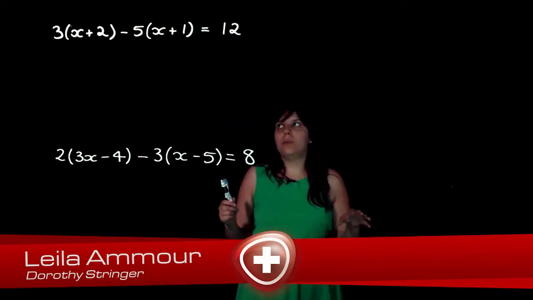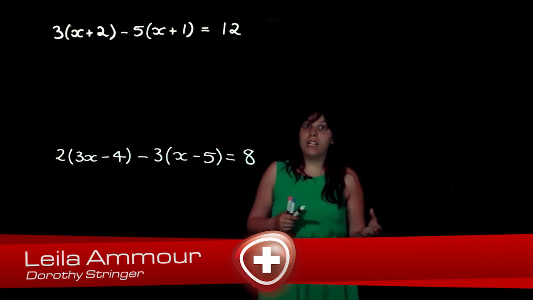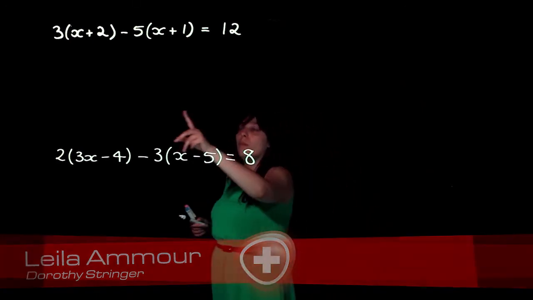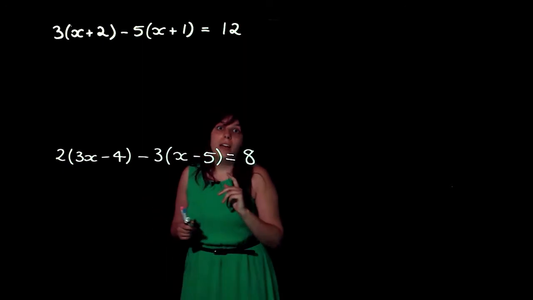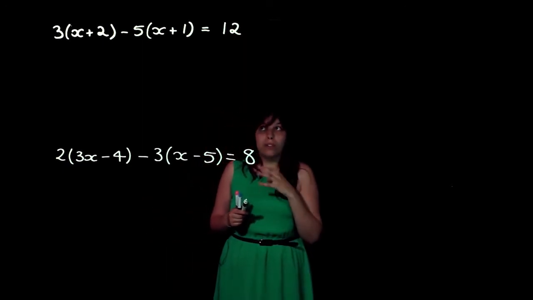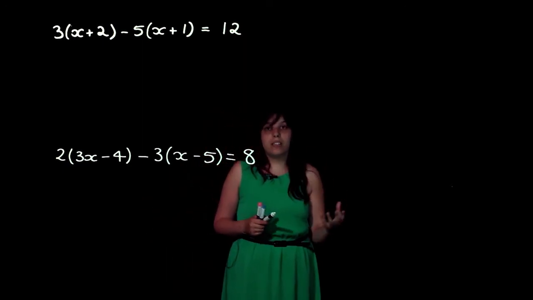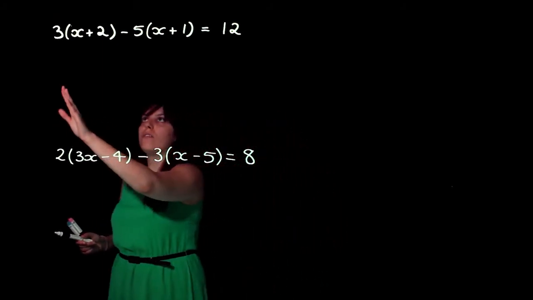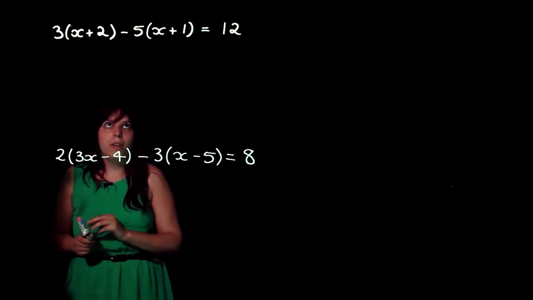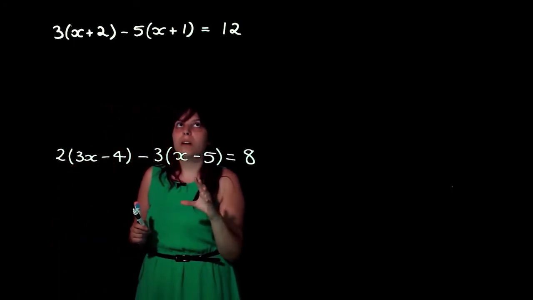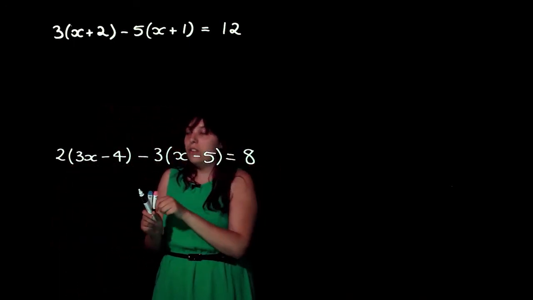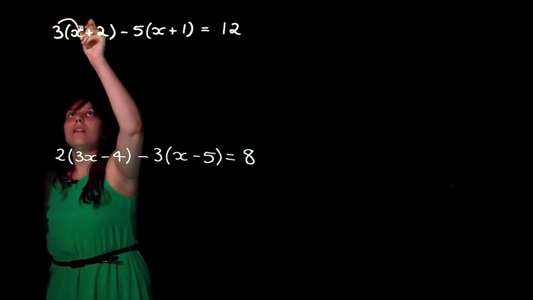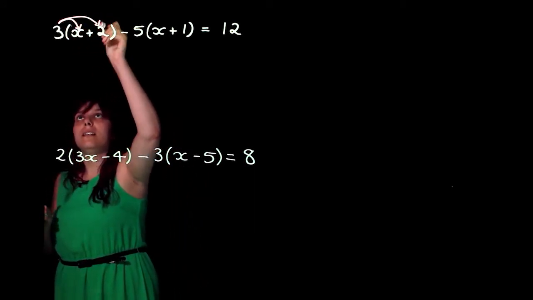So in these examples, we're going to again be solving linear equations, but we've got more than one bracket in each example, and we've got lots of negative signs, which are going to make it slightly more complicated to answer. So in the first example, I've got 3 lots of x plus 2 minus 5 lots of x plus 1, and they equal 12. So I'm going to expand my brackets.